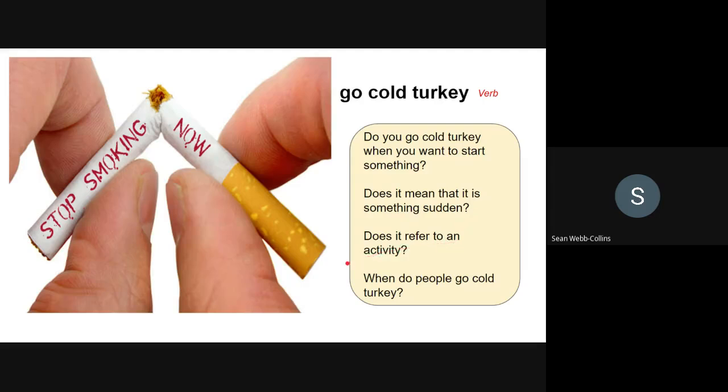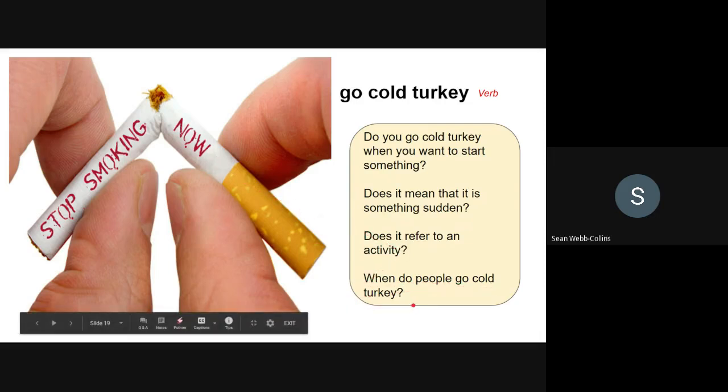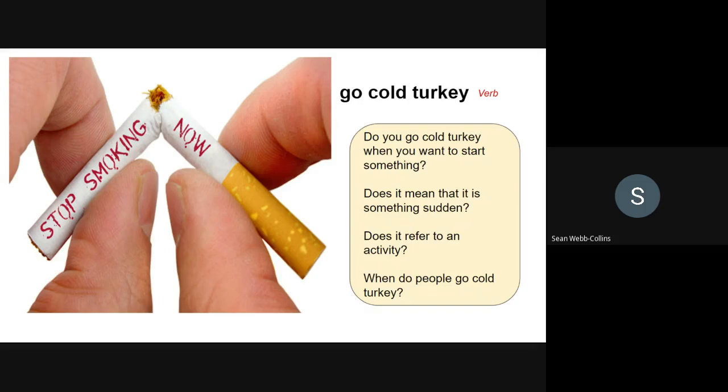And does it refer to an activity? Yes. Going cold turkey means that you stop doing an activity or a behavior. So you could stop smoking by going cold turkey. And when do people go cold turkey? When they want to quit something. People go cold turkey when they want to quit something.